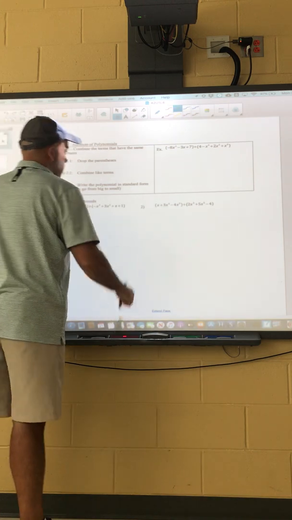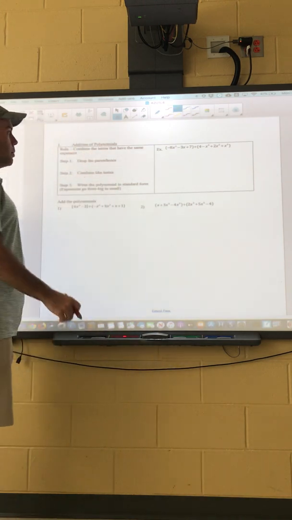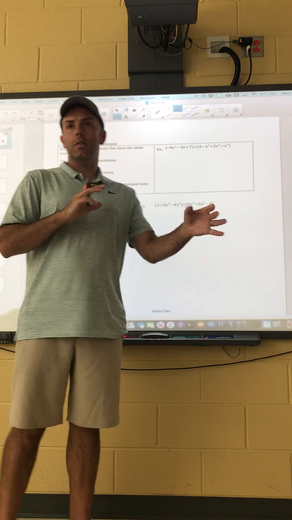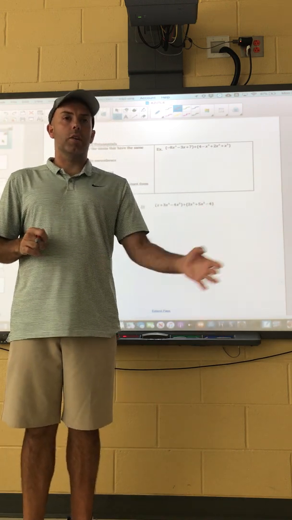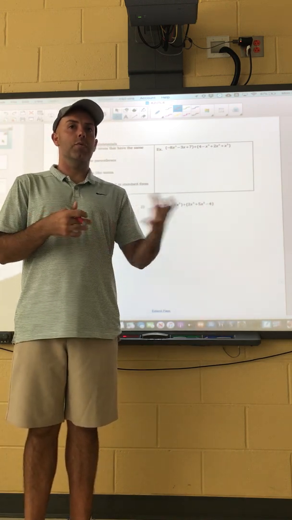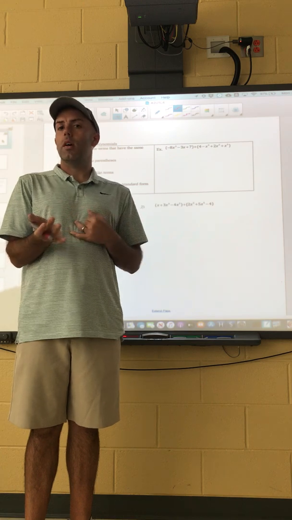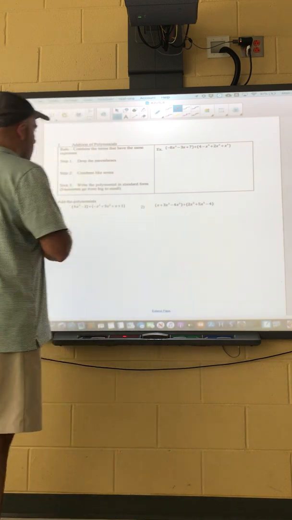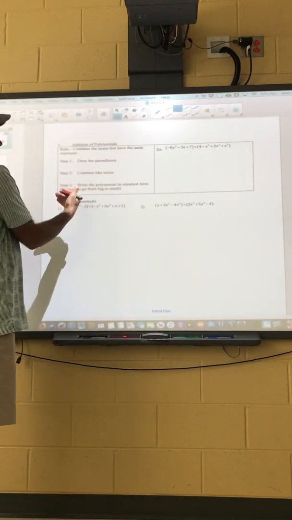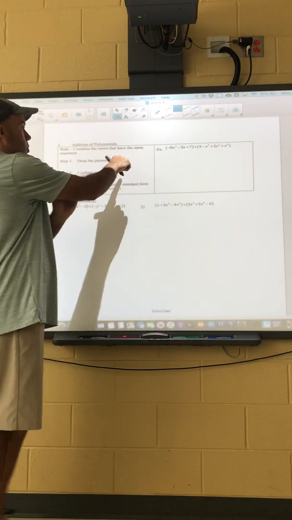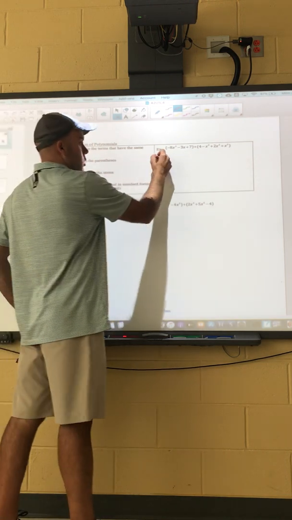Okay, so first thing first here is it asks us to add these polynomials. Remember, polynomial just means any collection of expressions, okay? So it could have 1, 2, 3, 4 terms with different variables or constants, okay? So with that being said, let's run through what these steps look like. So we're going to drop these parentheses when we're adding. So I'm just going to bring these down.